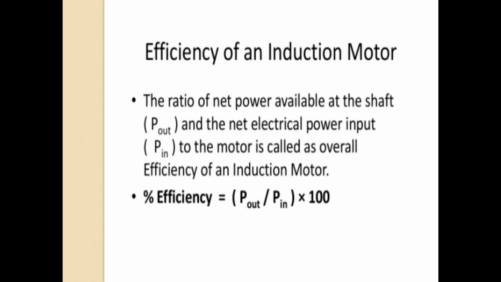Efficiency of induction motor. The ratio of net power available at the shaft to the net electrical input of the motor is called overall efficiency. The efficiency is equal to output power divided by input power, multiplied by 100.